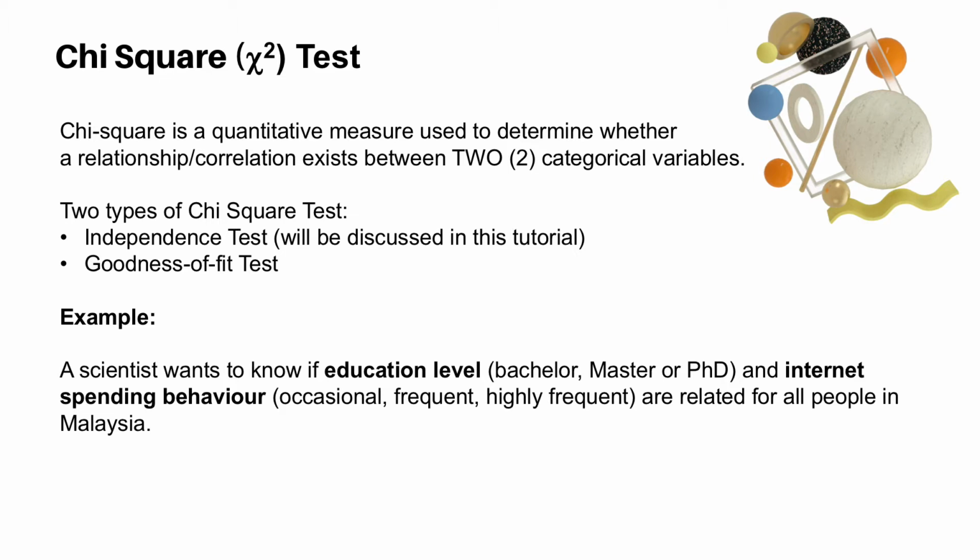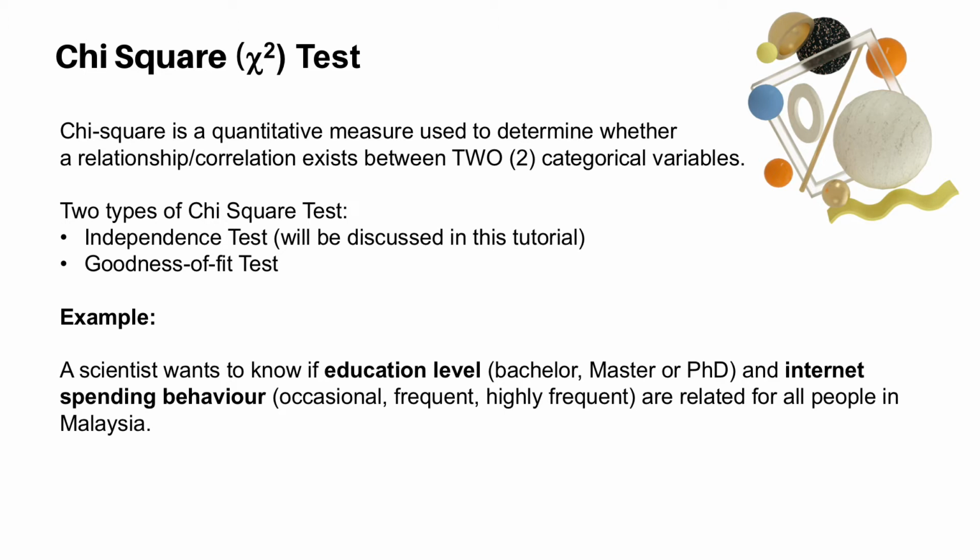Suppose a scientist wants to know if education level and internet spending behavior are related for all people in Malaysia. As you can see from this question, there are two variables which are categorical because each of them has its own specific characteristics. So that explains why this is a non-parametric question.